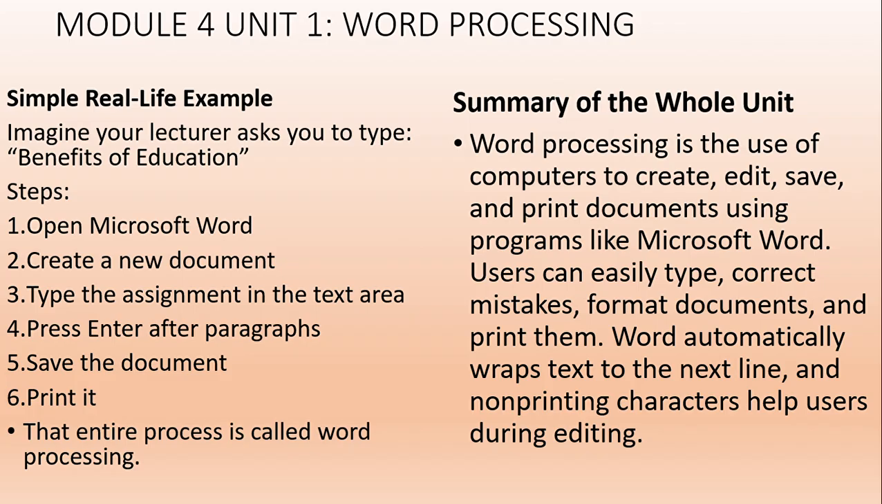So let's look at the summarization of the whole unit. Word processing is the use of computers to create, to edit, to save, and to print documents using programs like what? Microsoft Word. So users can easily type, easily correct mistakes, easily format documents, and easily print them when using Microsoft Word. Word automatically wraps text to the next line, and it is called word wrap. And non-printing.